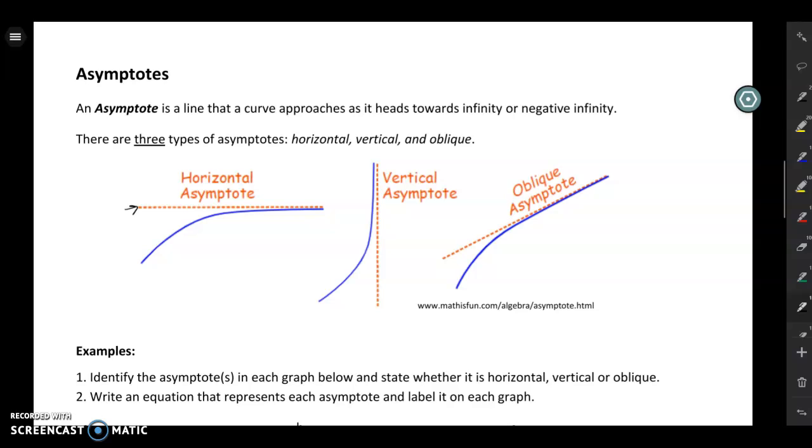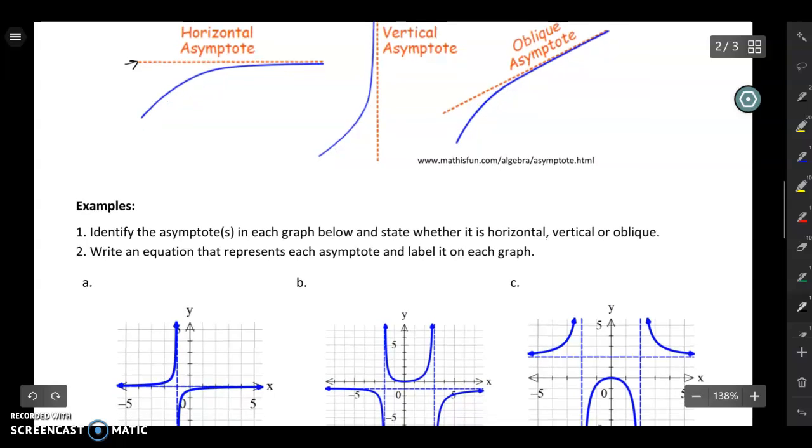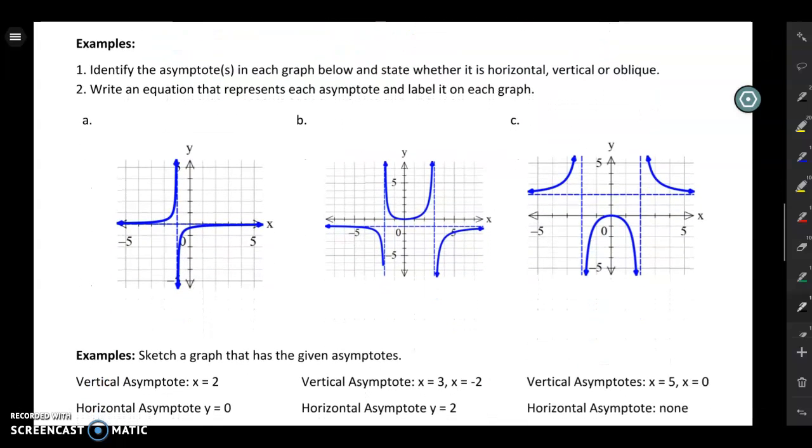As we learn to identify asymptotes, you're going to sketch these dotted lines on your graph to show that you have asymptotes there. What we're going to talk about today is just identifying asymptotes given a graph. So in these first 3 examples, we're just going to identify asymptotes in each graph and state whether it's horizontal, vertical, or oblique. Remember, oblique is just a slant one. And then we're going to write an equation to represent each asymptote.